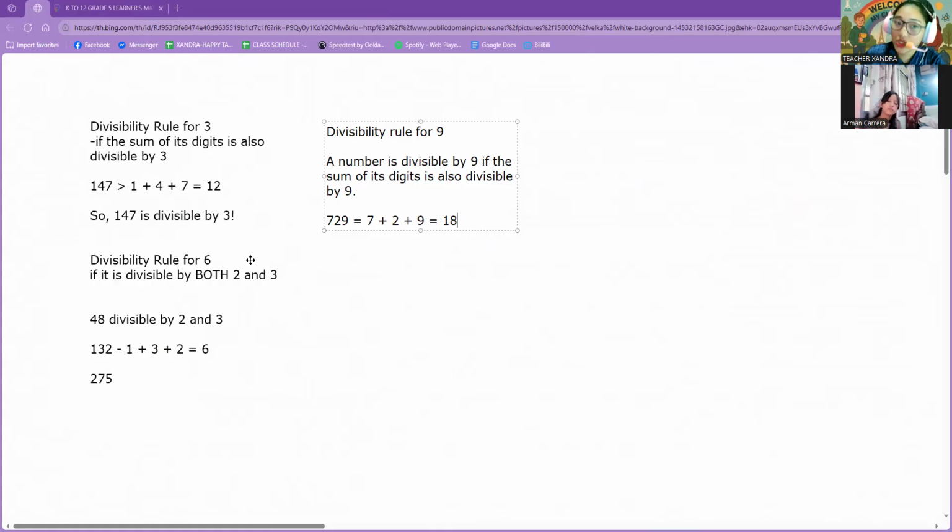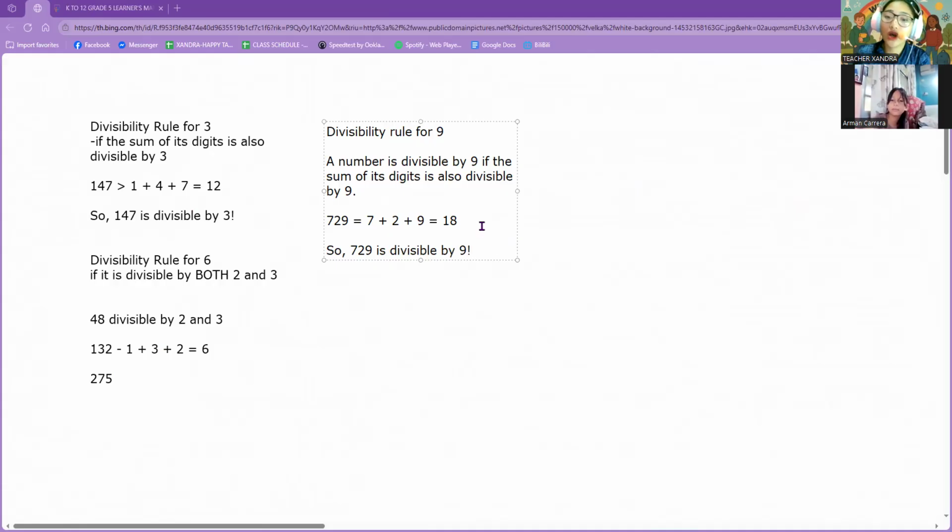Now check if 18 is divisible by 9. You can skip count by 9 or use the multiplication table of 9. It's divisible by 9, because 18 divided by 9 is equal to 2, and there's no remainder. So automatically, 729 is divisible by 9.